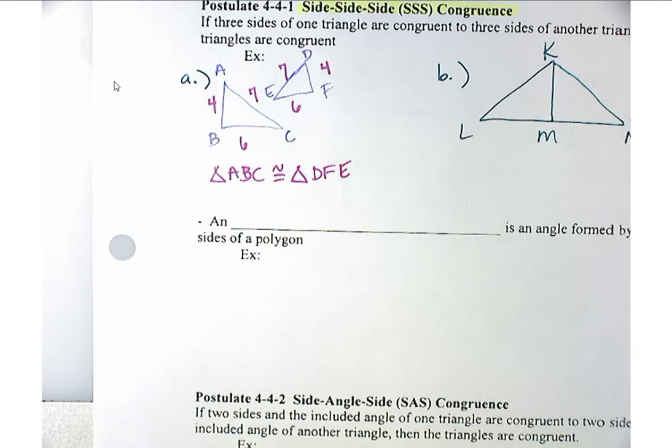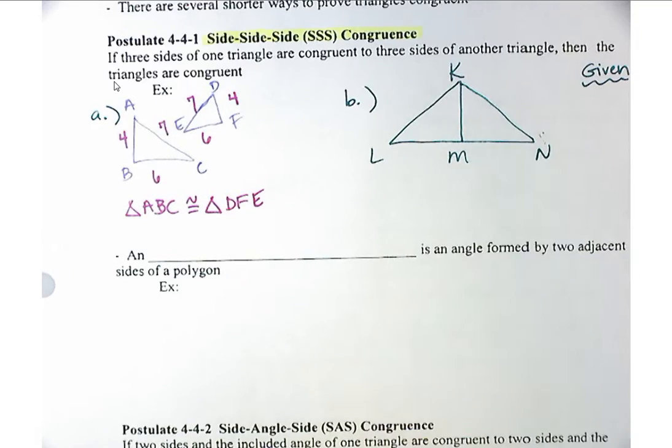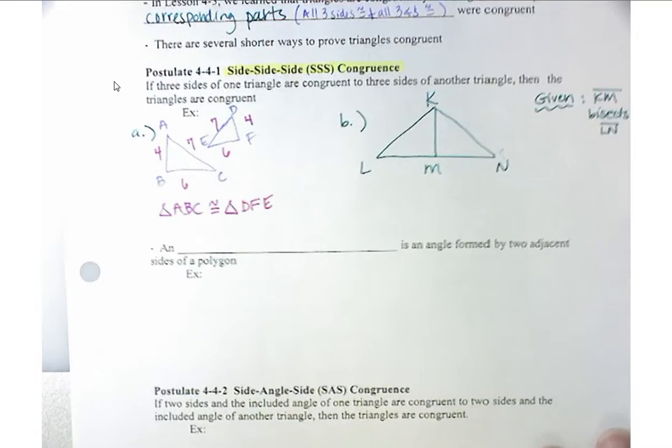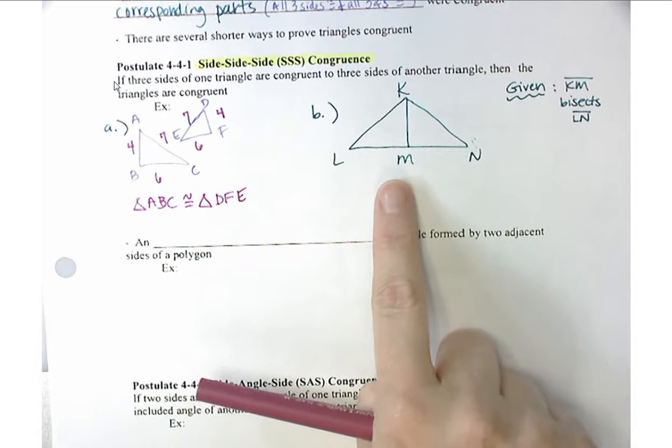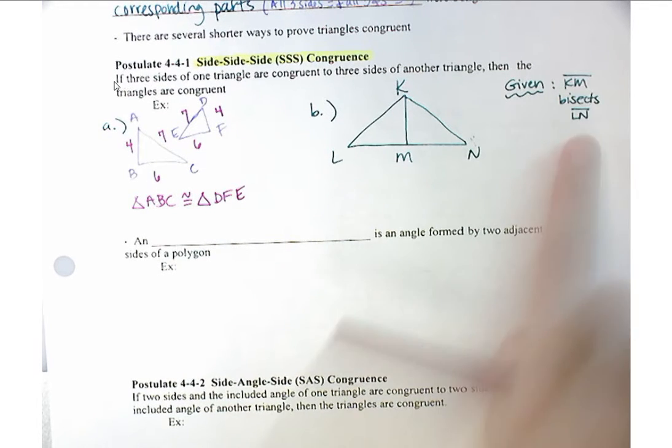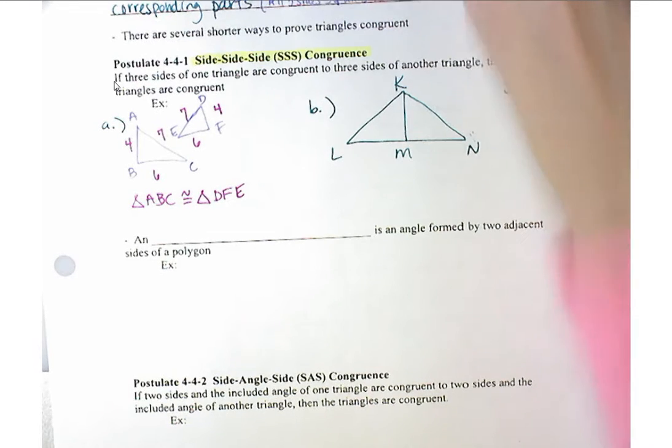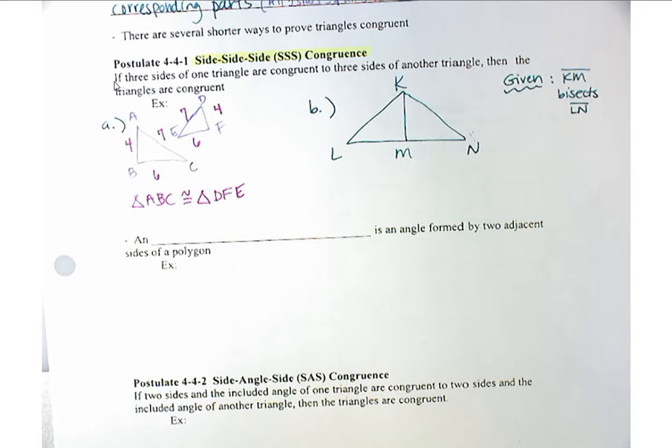Okay, the next one, this is an example of what you could be given. So we have, this is our picture. It's given that KM bisects LN. So Ryan, what does it mean when something bisects? It's like a line that goes through segments, maybe. Okay, and what's special about the way that it goes through it? They're equal. What is equal? The 2 segments. Okay, so wherever it splits it, the 2 segments that are formed from that are going to be congruent.